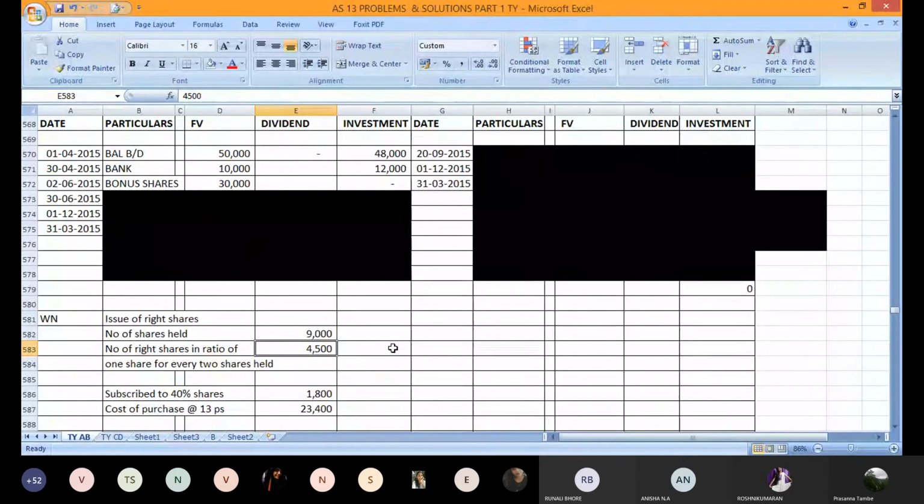So that comes to 1800 rupees. And then the cost of purchase will be 13 rupees per share, so it will be 23,400. That will be the cost of this purchase. This is one part of it.